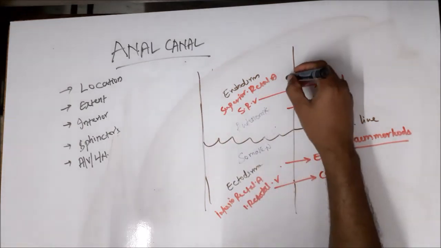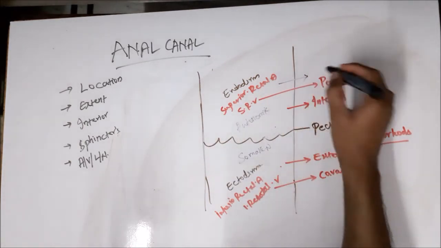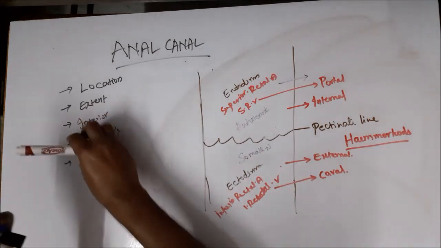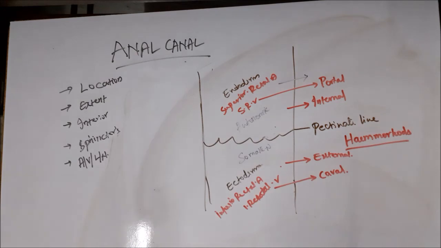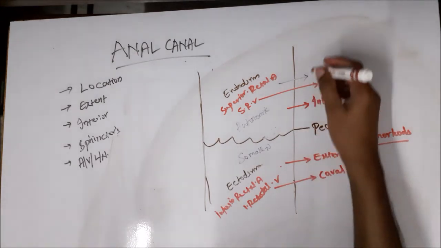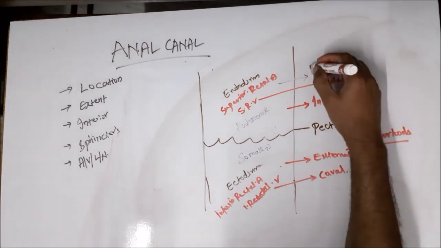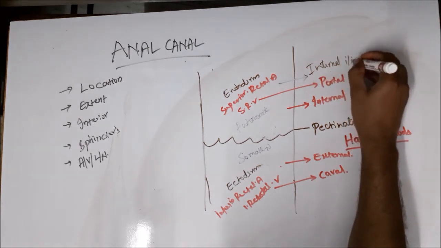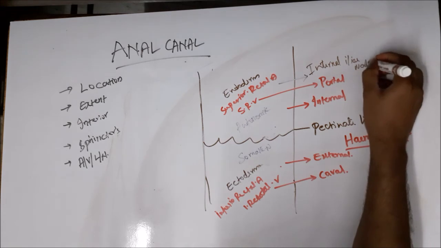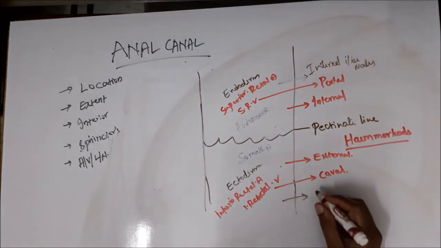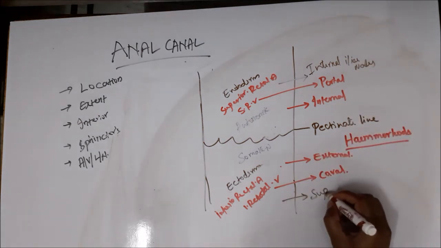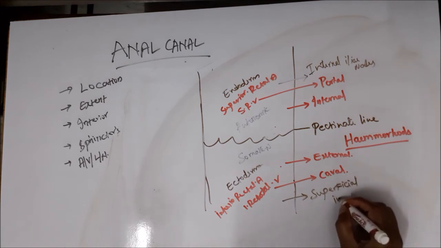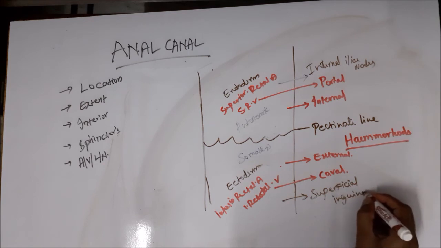Then coming to the lymphatic drainage, above the pectinate line it is drained into the internal iliac nodes, and below the pectinate line it is drained into the superficial inguinal nodes.